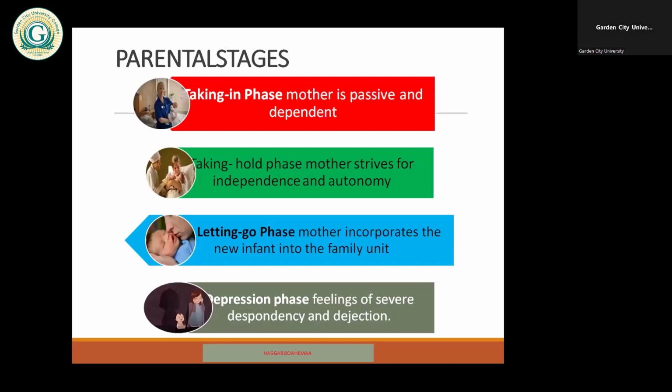So that is the taking-in phase. And we said it occurs in the first 24 hours after delivery, and it may last 1 to 3 days. Here the mother is very passive and dependent. She is dependent on the healthcare workers and sometimes the relatives in the care of the baby.